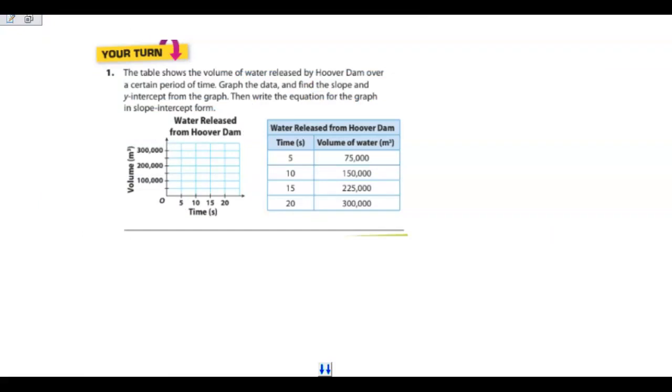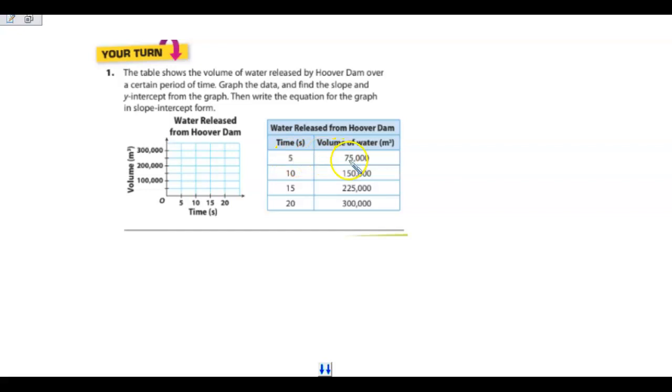Your Turn 1 says the table shows the volume of water released by Hoover Dam over a certain period of time. Graph the data and find the slope and y-intercept from the graph. Then write the equation for the graph in slope-intercept form. So the first thing we're going to do is graph the points. And I notice these are going up by 50,000.